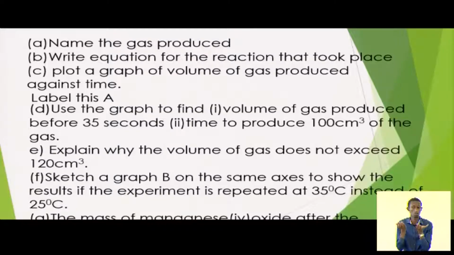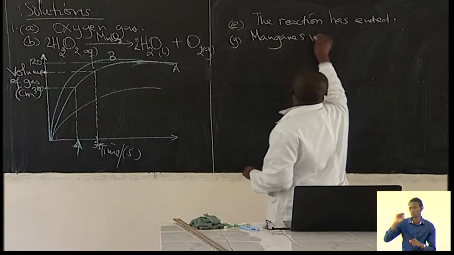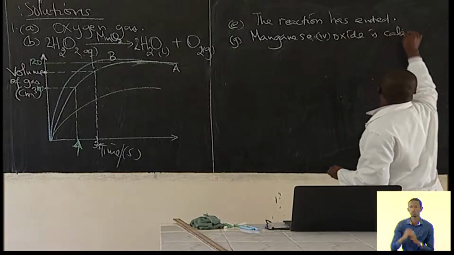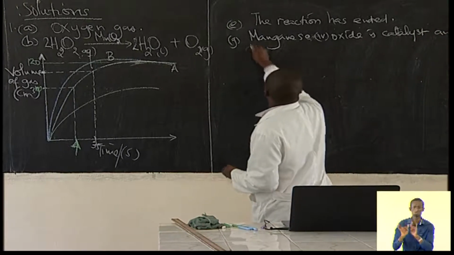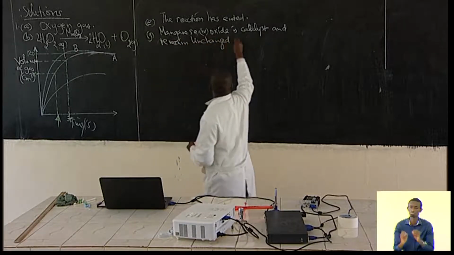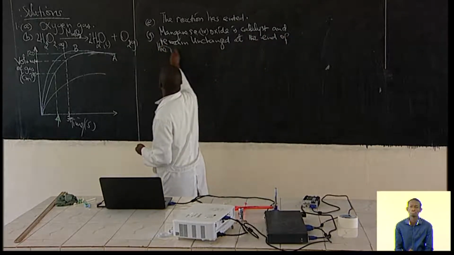So I've already answered F, and G was asking why is the mass of manganese IV oxide after the end of the reaction remaining constant. So manganese IV oxide is a catalyst and remains unchanged at the end of the reaction.